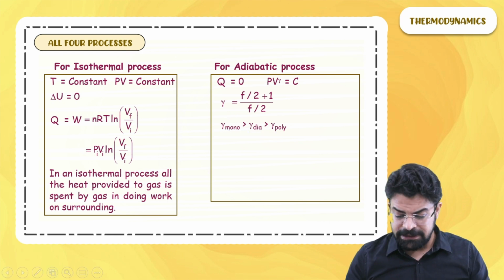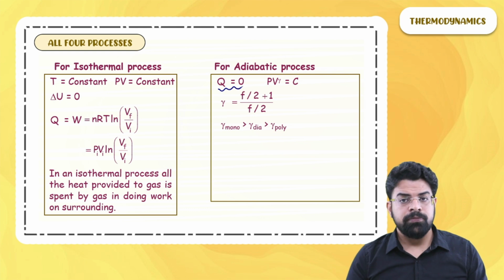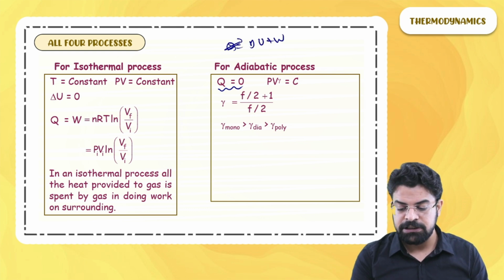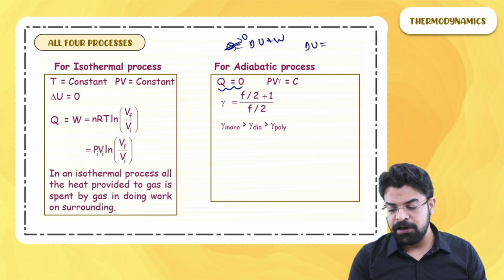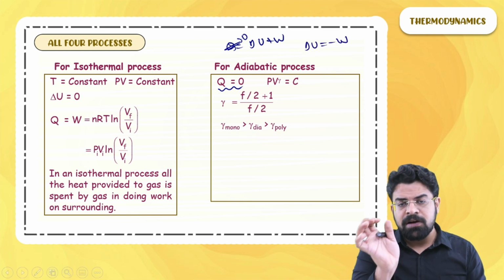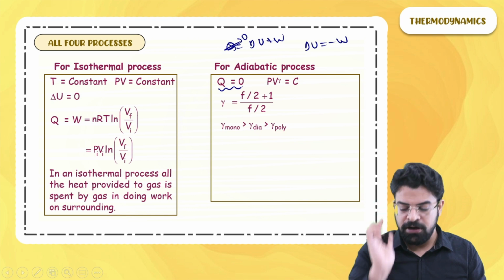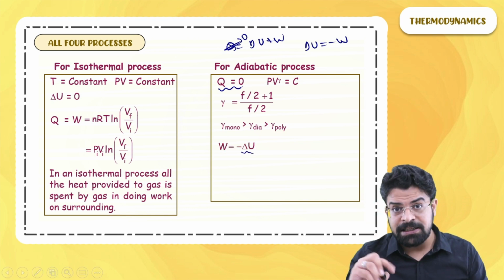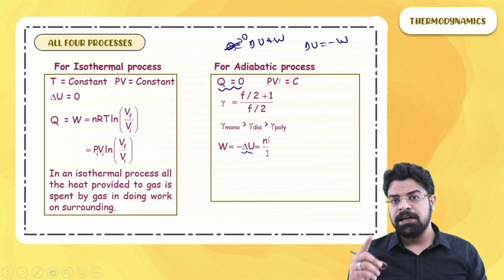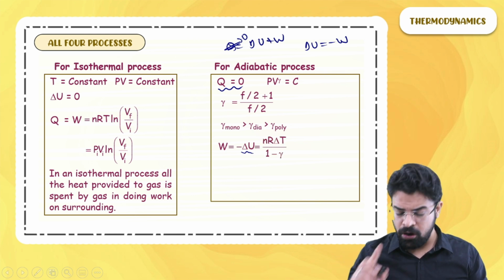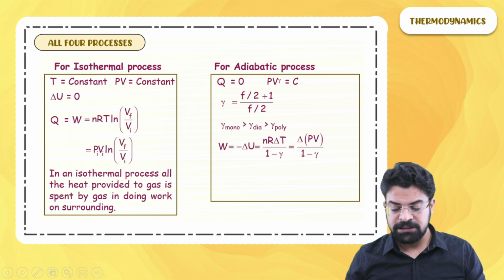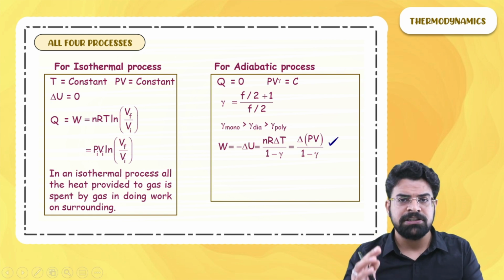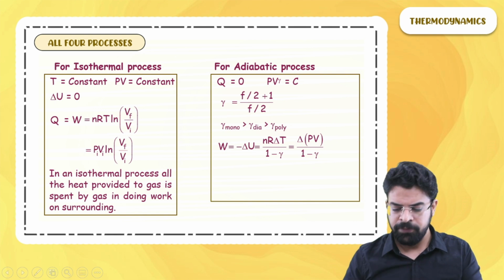Next thing, heat given is 0. So from Q equals delta U plus W, since the heat given is 0, the change in internal energy equals minus the work done, or work done equals minus the change in internal energy. So work done will be equal to nR delta T upon 1 minus gamma, or delta PV upon 1 minus gamma. This will be the work done, which will be equal to minus the change in internal energy.